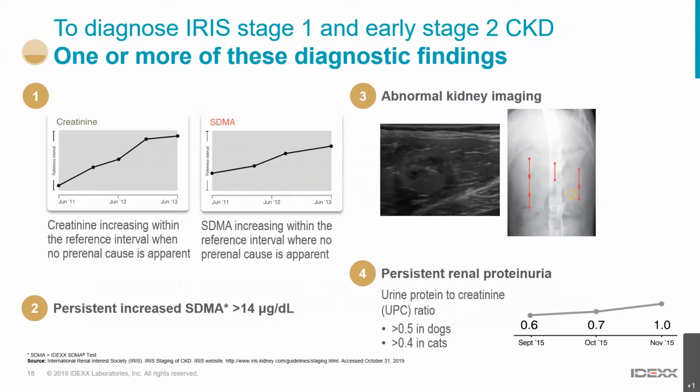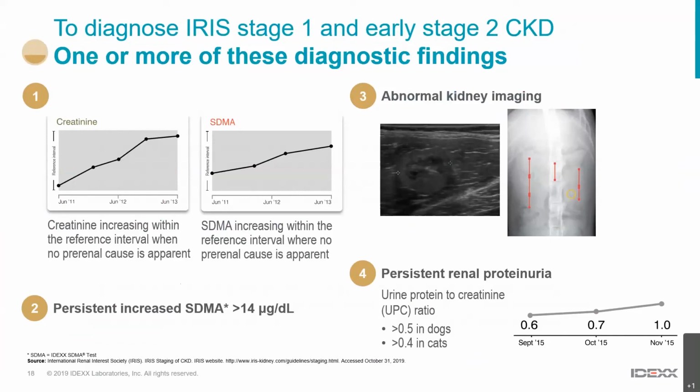So again, this serves as a reminder that we need to have eliminated that component that could be related to dehydration. Secondly, we can demonstrate a persistent increase in SDMA. Thirdly, we can demonstrate abnormal kidney imaging. And fourthly, we can demonstrate persistent renal proteinuria.